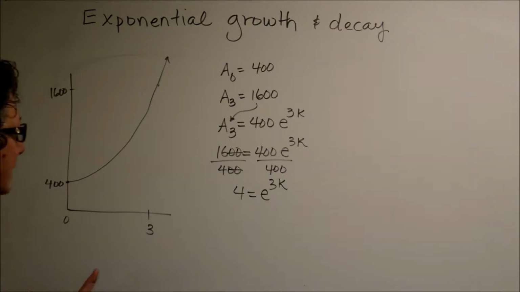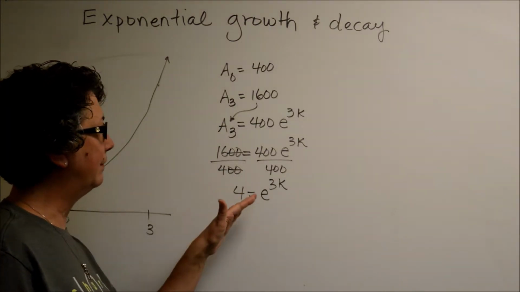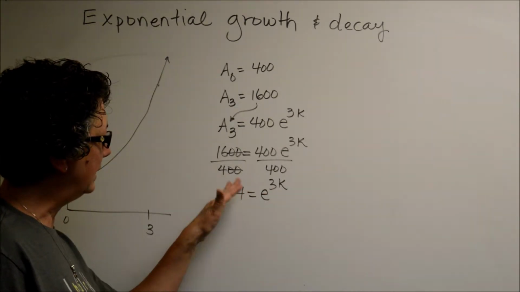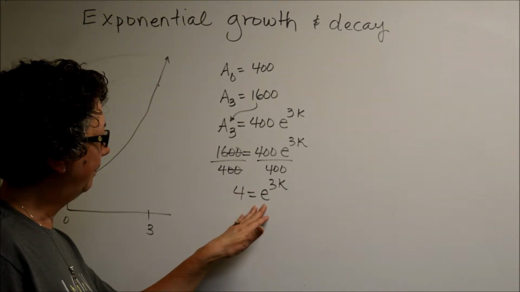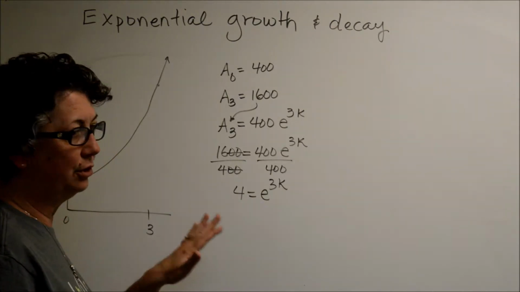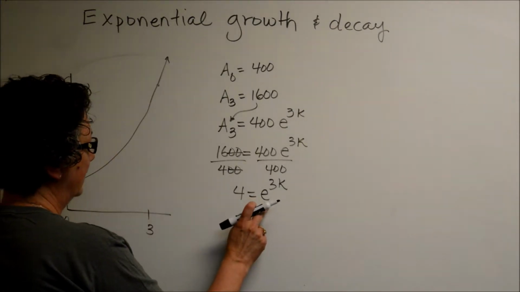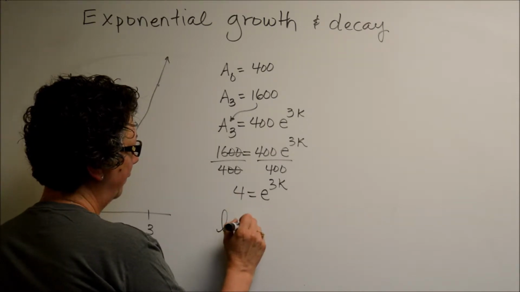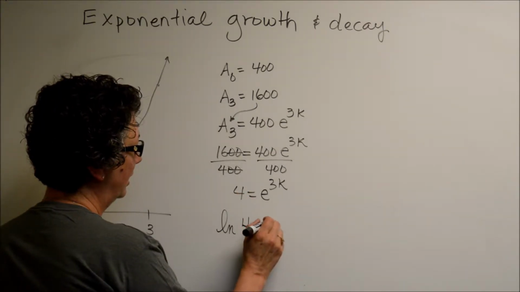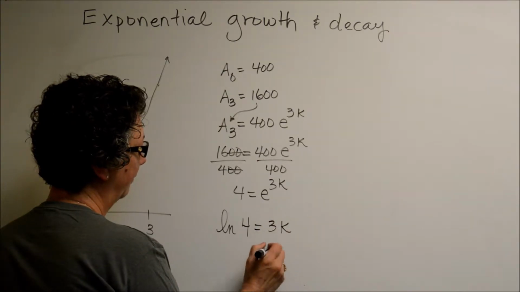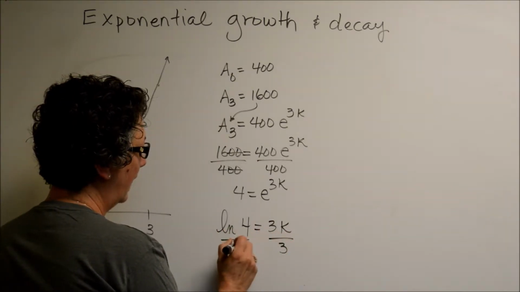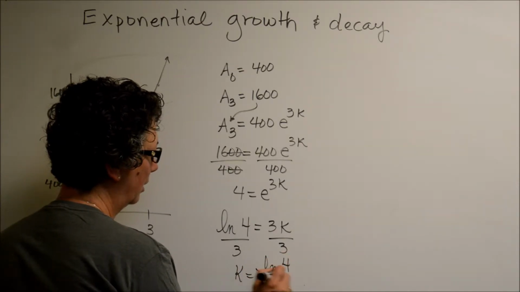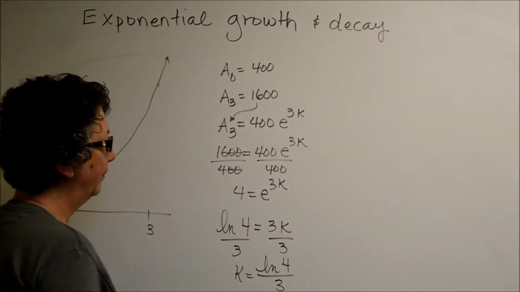So that means if I write this in logarithm form, remember, this is base e, so I'm going to do natural log. So this is my base. So it's the natural log of 4, because that's the antilog, is equal to 3k. So k is equal to the natural log of 4 divided by 3.